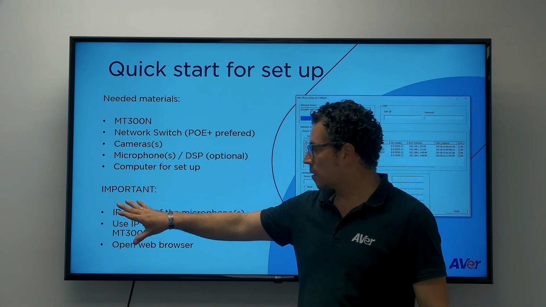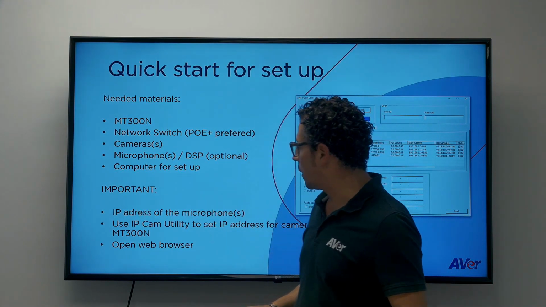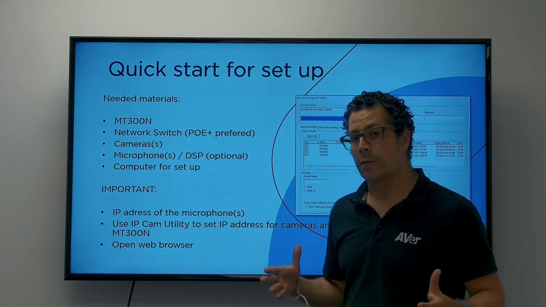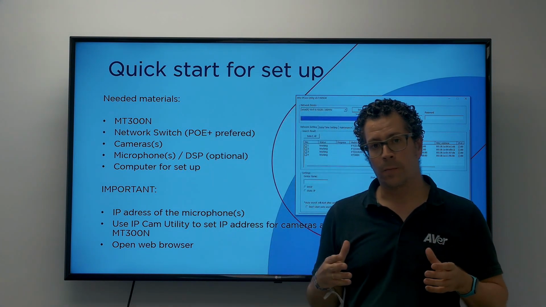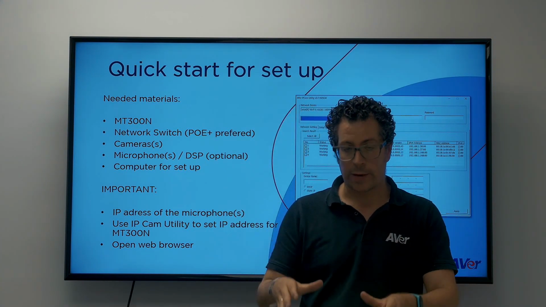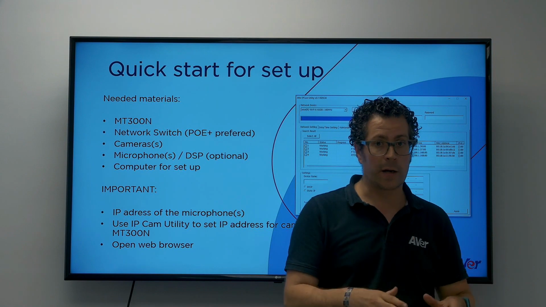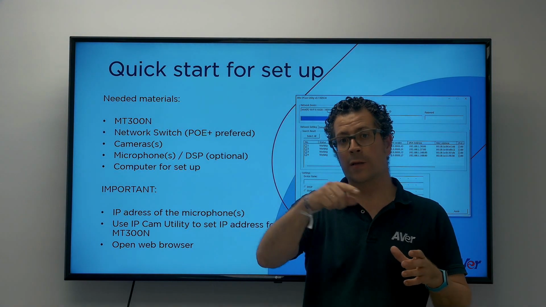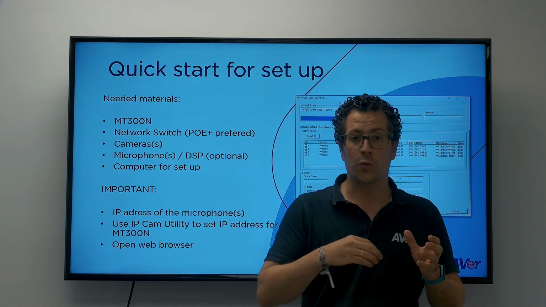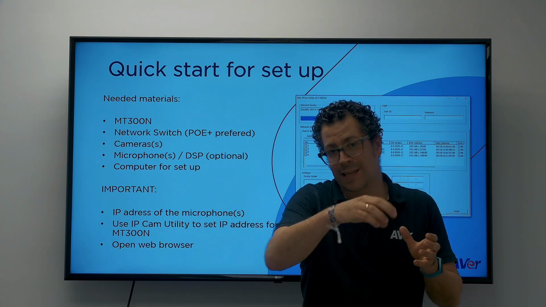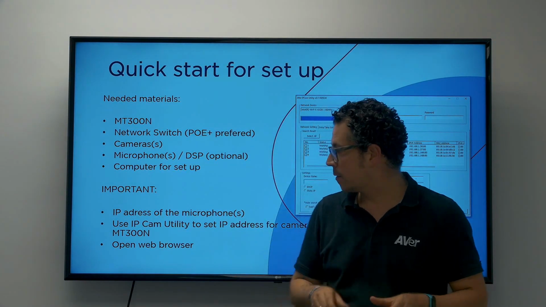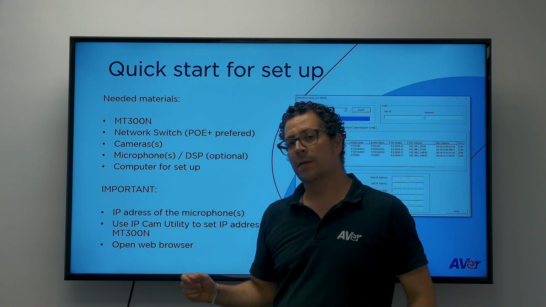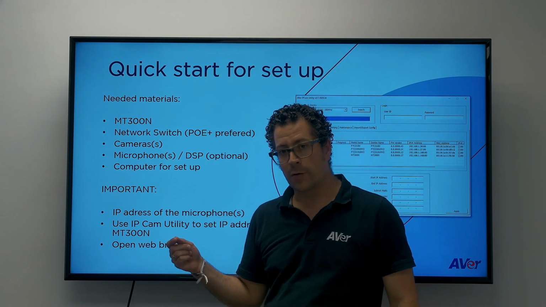The most important thing when you are powering everything on is to know the IP of the microphone, because all the cameras, the tracking box, the computer and the microphone need to be in the same network, or at least you need to be able to access all the devices from the same point. So the first thing you need to ask is what is the IP of the microphone.